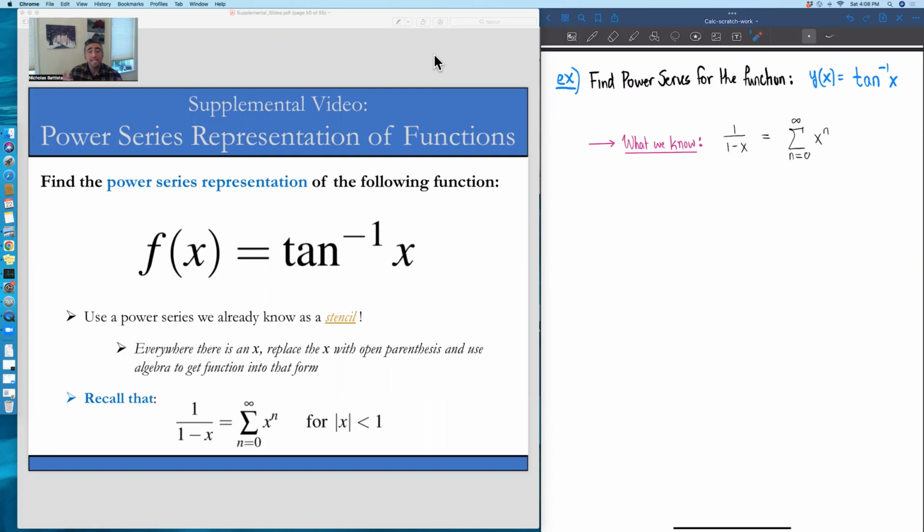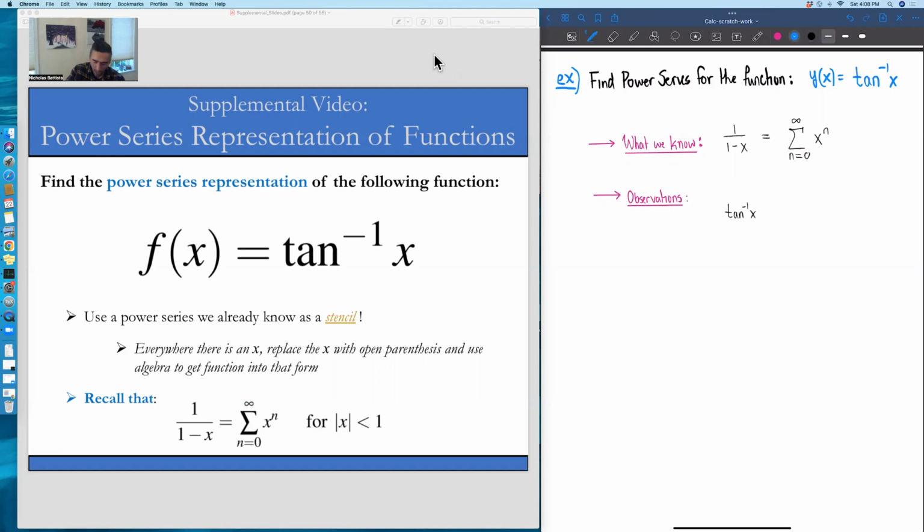So the first thing we need to figure out is how we can relate arctangents to anything involving this type of rational function form of a 1 over 1 minus x or 1 plus x type stuff. So let's make some observations first. So the first thing we're actually going to do is just come ahead and take our function that we care about, the arctangent of x.